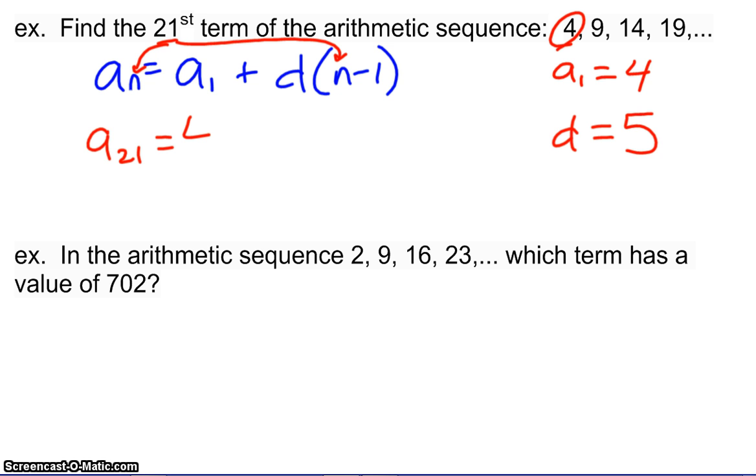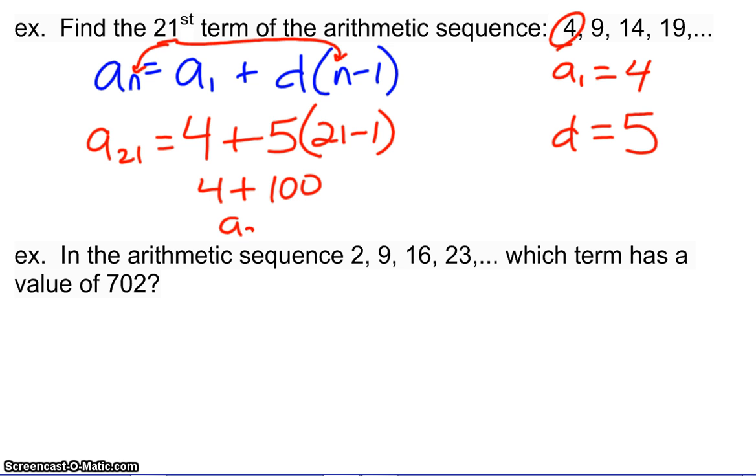We'll plug in 4 for our first term, plus the common difference of 5 times 21 minus 1. The reason we are multiplying there is because that common difference is being used 20 times to get to that number. So we have 4 plus 100, telling us that the 21st term is 104.